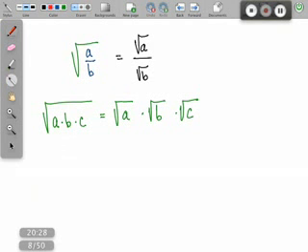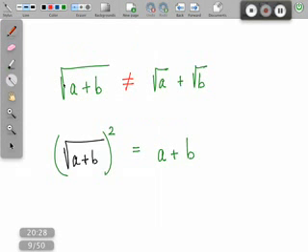Some notes about radicals. If we have a radical with a fraction, we can separate that fraction and keep the radical in both the numerator and the denominator. And if we have a multiplication of three numbers, for example, and all those three numbers are under the square root, we can separate those and multiply them together.